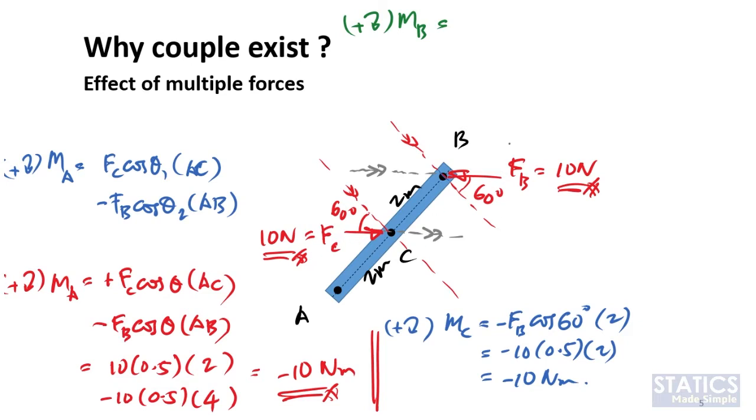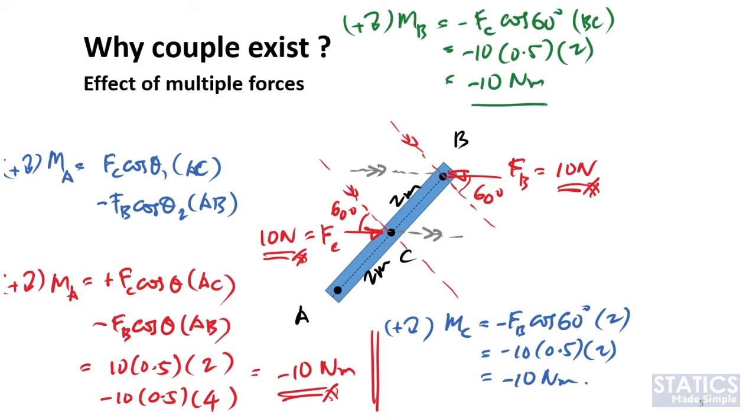So at B, FC will create counterclockwise rotation again. So we have minus FC cos 60 degrees times the distance from B to C. So here is minus 10 times 0.5. BC is 2. So here we have minus 10 again. If we look at the numbers, we are getting the same numbers even though we are calculating the moment at different points.